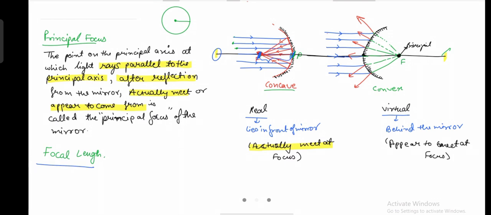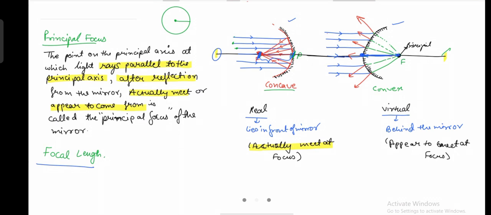So basically it is just the distance between the pole and the principal focus that is called the focal length. Again, I'm repeating, it is nothing but the distance between the pole and the principal focus that is called the focal length. In this case, as well as in this case, what will be the focal length? From this point to this point. So this small distance will be called the focal length.